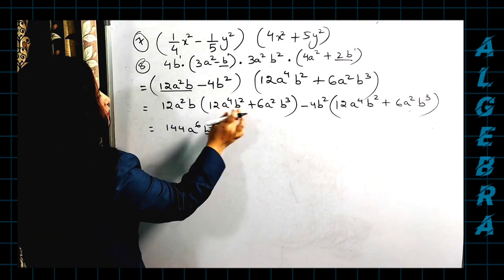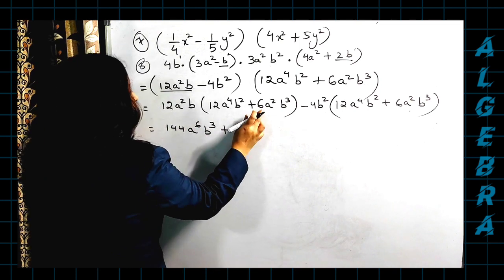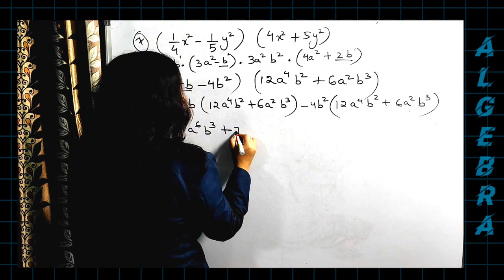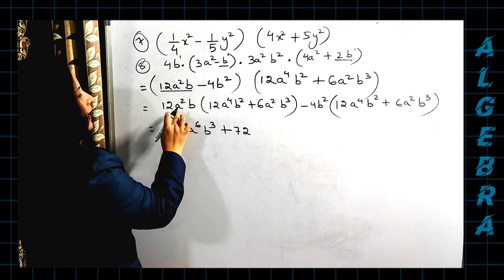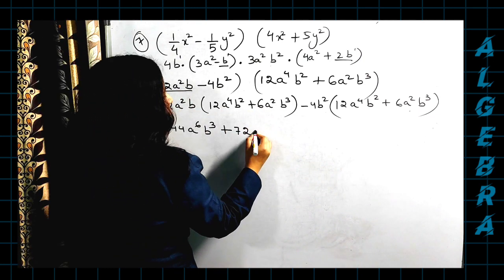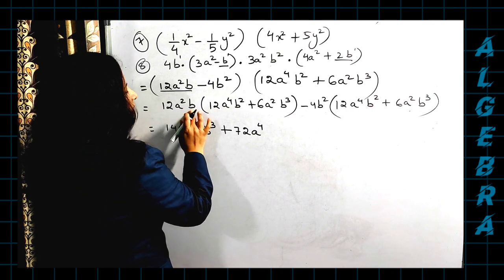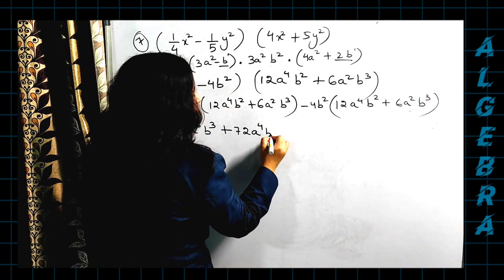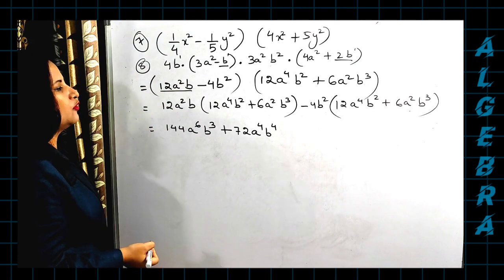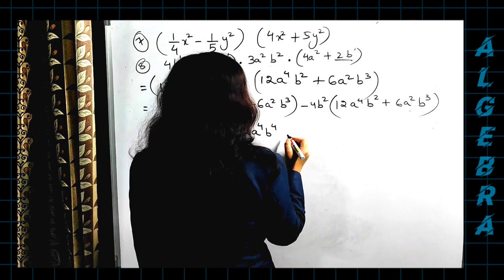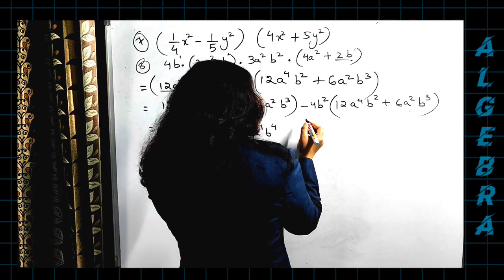Now multiply this. This is also plus, this is also plus, right? Plus 6 12s are 72. Yes. a to the power of 2, here a to the power of 2, so the power of a becomes what? 4. b is to the power 1, b to the power of 3, so the power becomes b to the power of 4. Over. Now, we have the minus sign here.